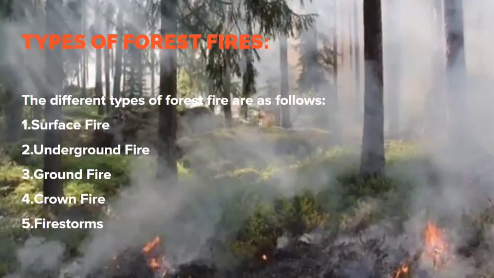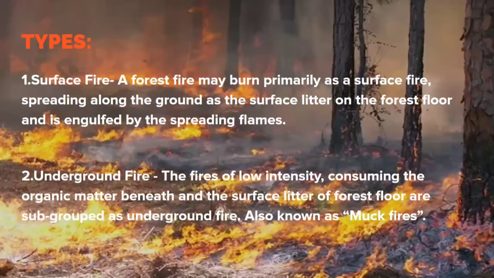Now we will be learning about the different types of forest fire, which include number one, surface fire, number two, underground fire, followed by ground fire, crown fire, and firestorms. What basically is a surface fire? A forest fire may burn primarily as a surface fire, spreading along the ground as the surface litter on the forest floor and is engulfed by the spreading flames. Most of the forest fire starts with a surface fire.